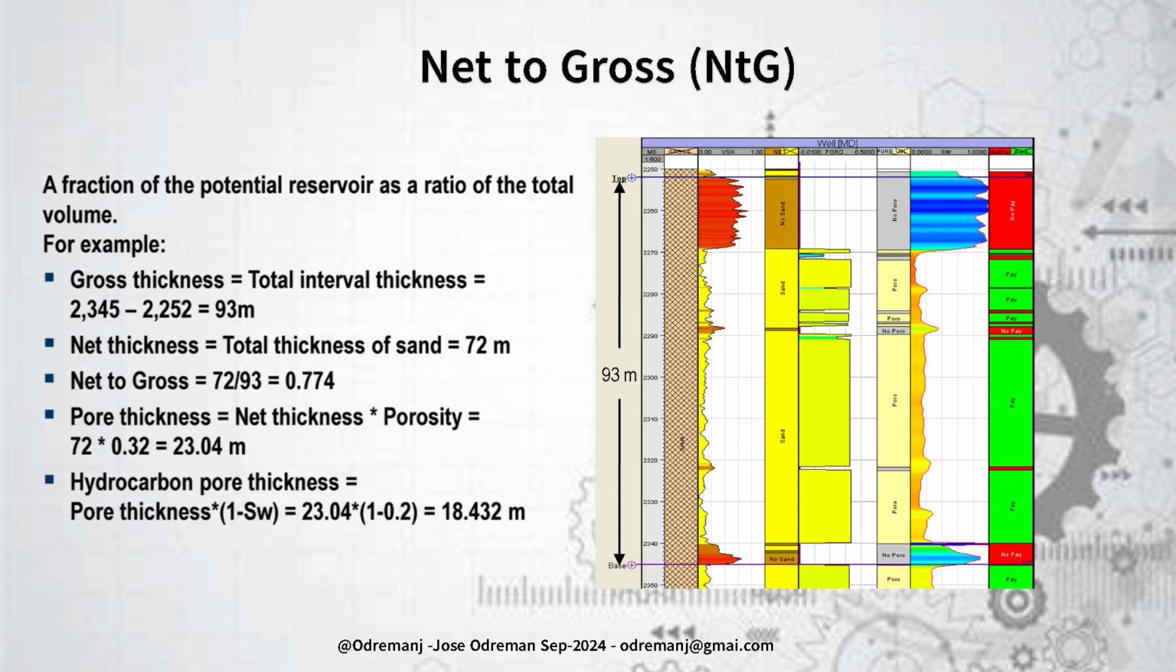Conclusion. Importance of calculations. These steps are essential for accurately assessing the potential of a reservoir. By understanding the gross thickness, net to gross ratio, pore thickness, and hydrocarbon pore thickness, we can make better decisions in reservoir management. Benefits. Accurate calculations lead to better reservoir evaluations, optimized production, and reduced risks in exploration and exploitation.